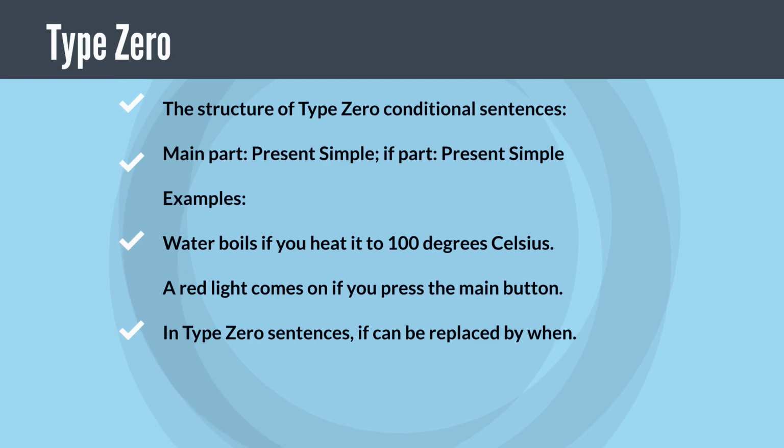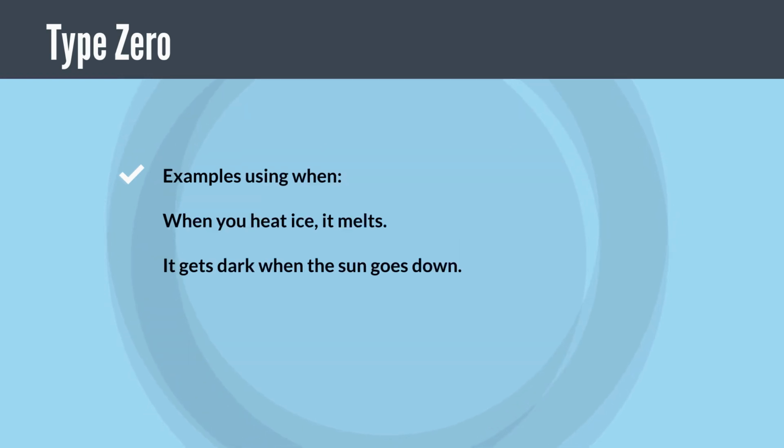The structure of type 0 conditional sentences. Main part, present simple. If part, present simple. Examples: Water boils if you heat it to 100 degrees Celsius. A red light comes on if you press the main button. In type 0 sentences, if can be replaced by when. Examples: When you heat ice, it melts. It gets dark when the sun goes down.